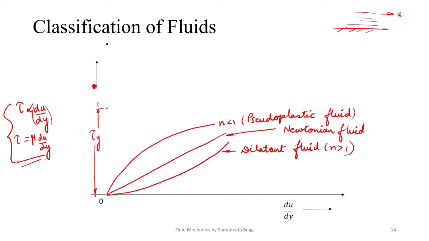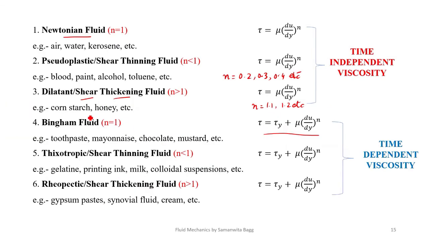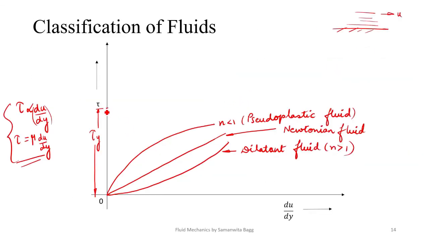So when I plot Bingham fluid, if you observe carefully, n is equal to 1 and tau is tau y plus some term. So this is the tau y, and then I will draw the Bingham fluid in this fashion. This Bingham fluid is also called an ideal plastic fluid.